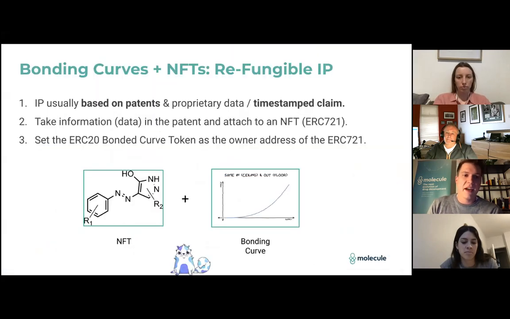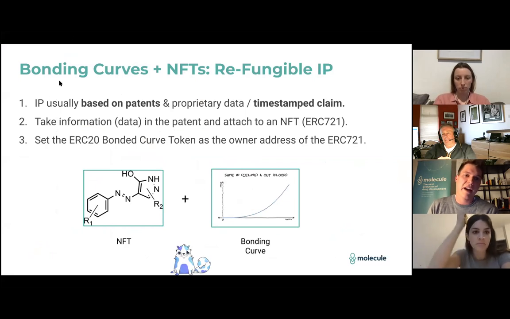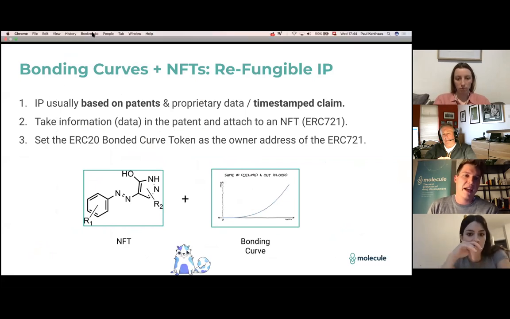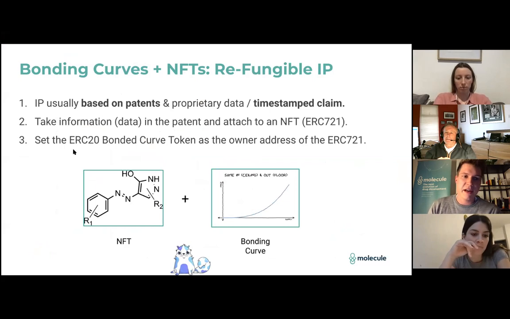This is a concept that we've worked on for years, and I think we're slowly getting there. There's been so much innovation in the space, I mean, just combining bonding curves and NFTs and making the IP refungible, kind of what I described earlier.